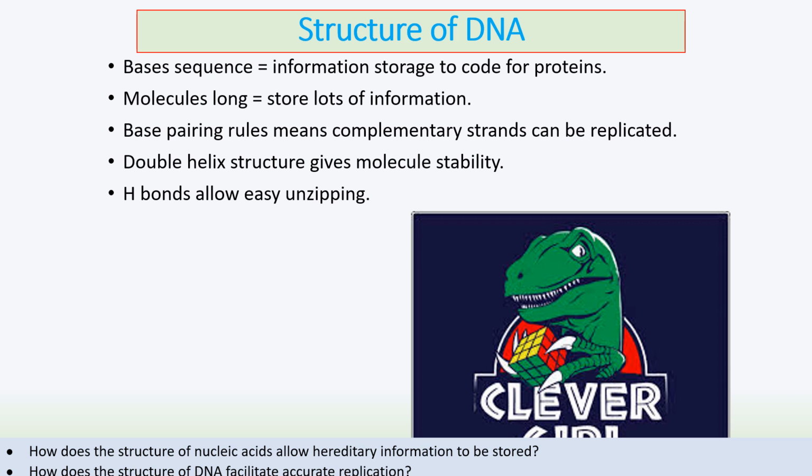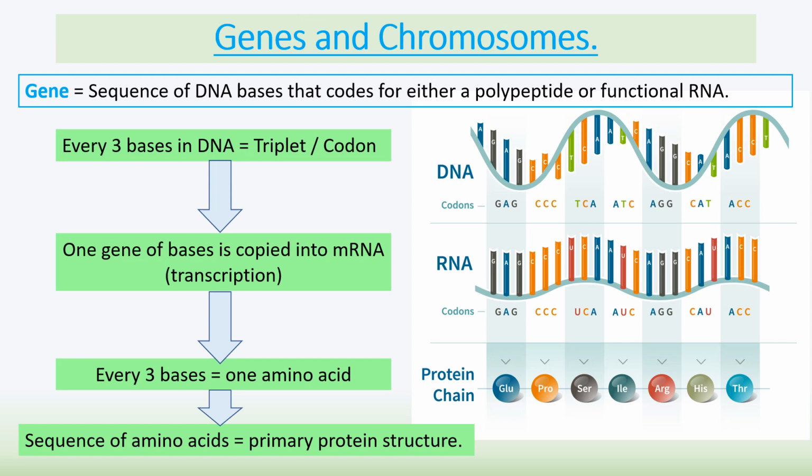Now, the structure of DNA is essential because it is the information to make proteins. Molecules are long, so they can have huge amounts of information, and we have base pairing rules, which means it's complementary across all the DNA strands in the world, and therefore we can replicate it. And it is double helix, which gives the molecule stability, and our hydrogen bonds both give stability, but also allow the unbinding.